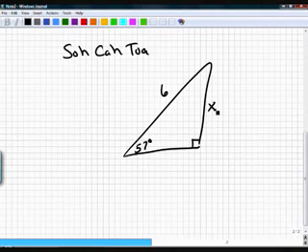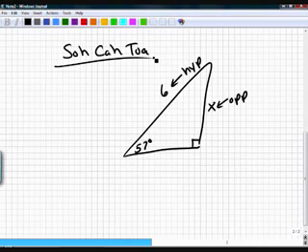A 57-degree angle and x and 6. Hypotenuse is 6. Side x, would that be the opposite side or adjacent side of 57? Opposite. Adjacent would be this bottom side. That would be the opposite side. So this is opposite, this is hypotenuse. So SOHCAHTOA, which are we talking about here, sine, cosine, or tangent? Sine. Let's start out with the sine of your angle is equal to the opposite side over the hypotenuse, and we just fill in what we do know and solve the equation.